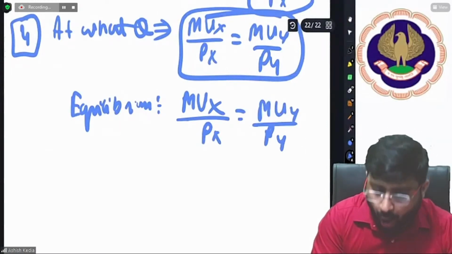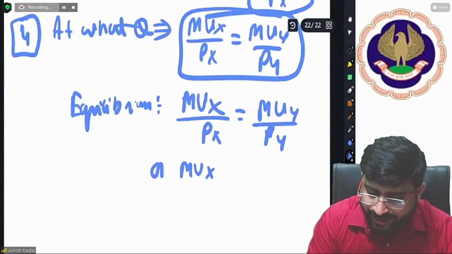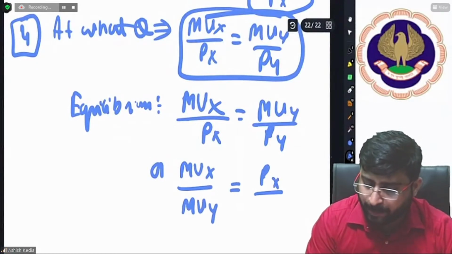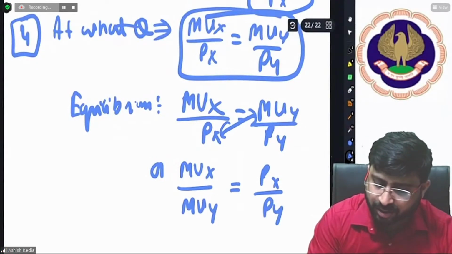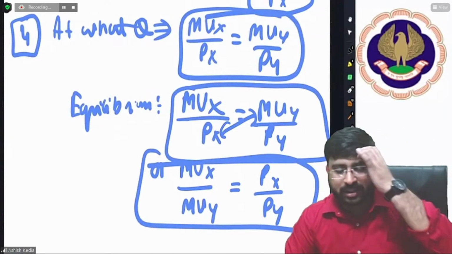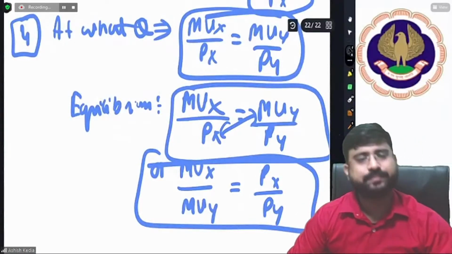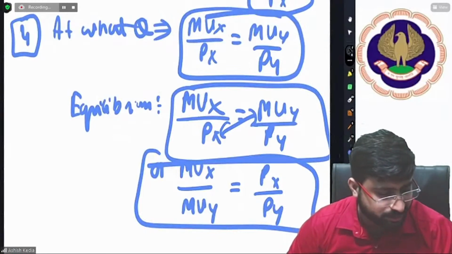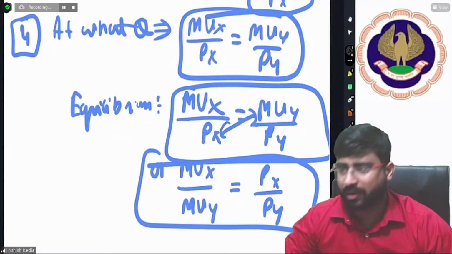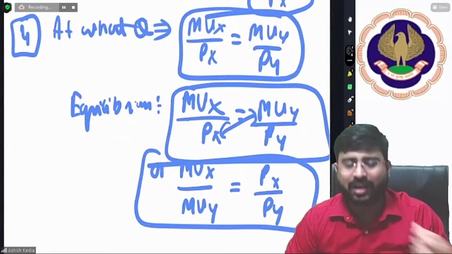Just learn it. Or you can write it like this: MUX by MUY is equal to PX by PY. We have interchanged these two, so both of them are equilibrium conditions. I hope you remember this. Yes, sir, we will remember this. We have understood this much.